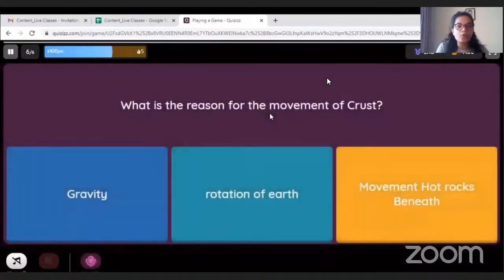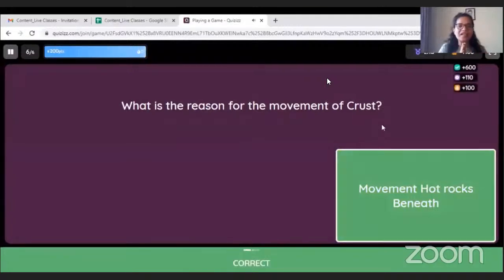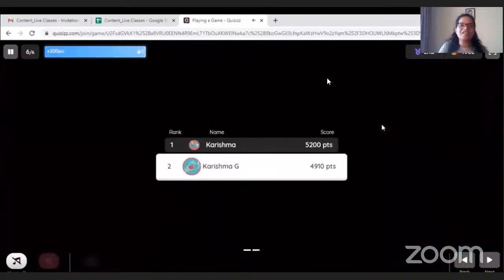What is the reason for movement of the crust? Is it gravity? Is it rotation of Earth? Or is it movement of hot rocks beneath? So movement of hot rocks beneath the surface of the Earth is the reason for plate tectonics. So the movement of the crust is because of movement of hot rocks beneath. Yes? Good job, everybody. You have done a great job.